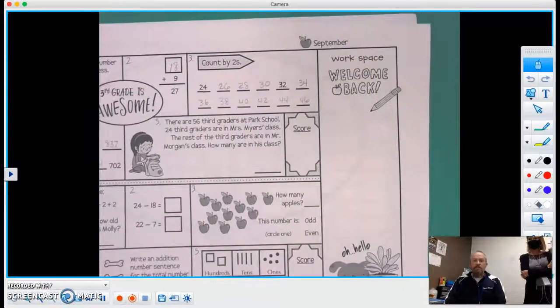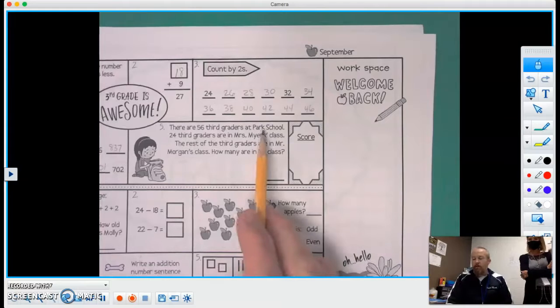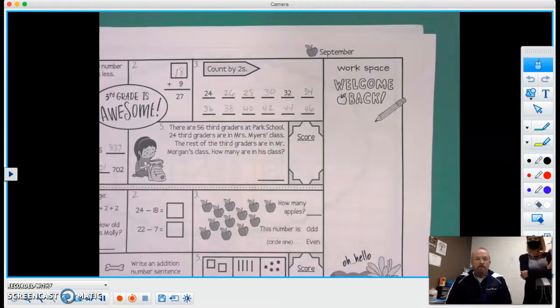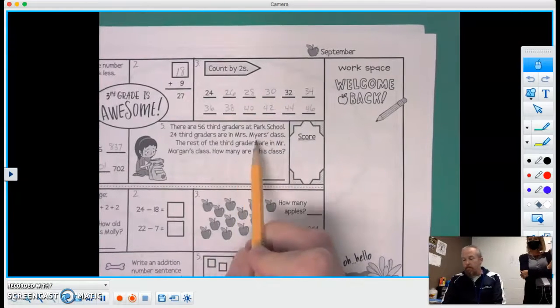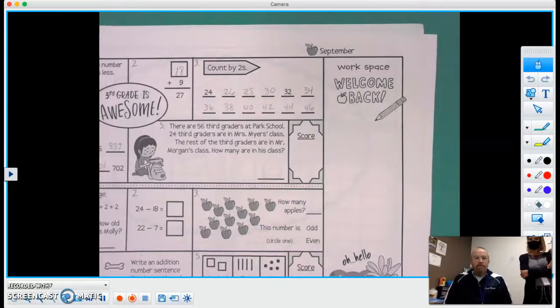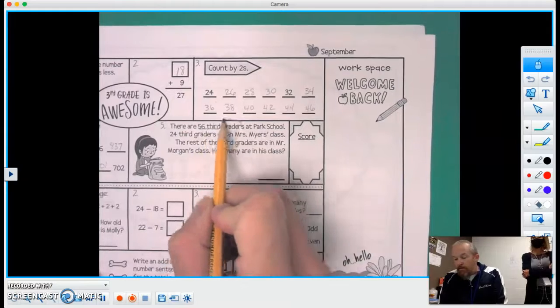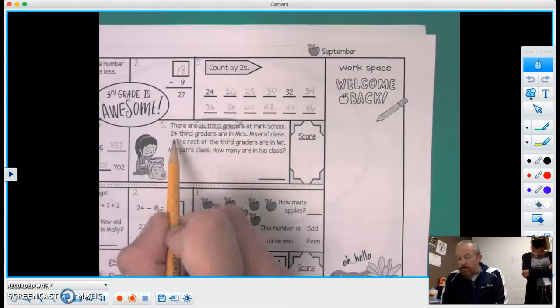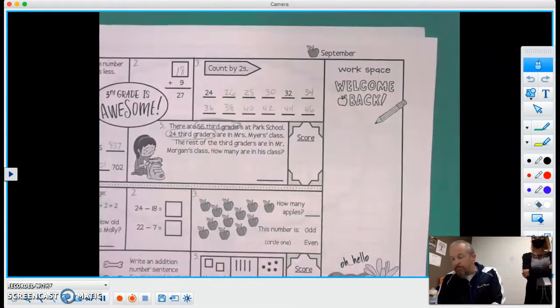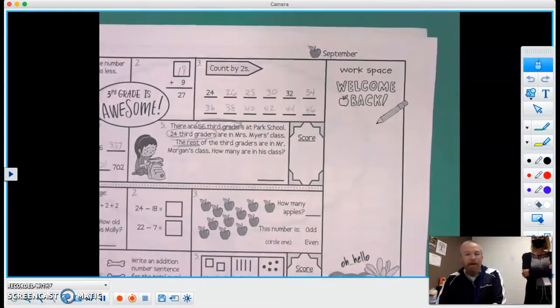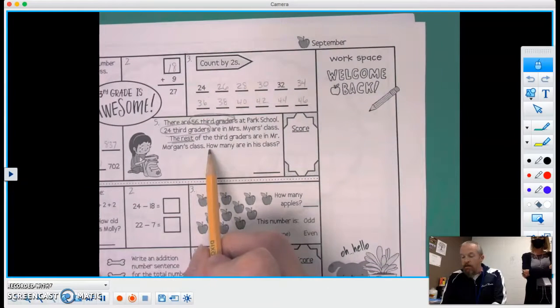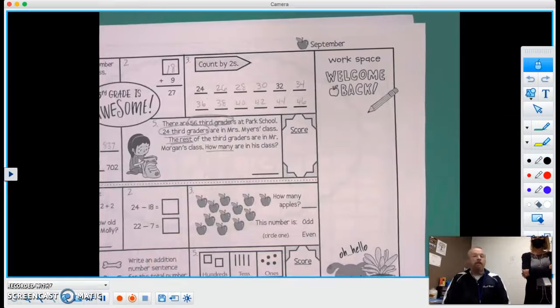All right. There are 56 third graders at Prairie Ridge Intermediate School. 24 third graders are in Mrs. Mayer's class. The rest of the third graders are in Mr. Monty's class. Hey, we can use our things like that. How many are in his class? So let's circle 56 third graders, and let's circle 24 third graders. Let's underline the rest, okay? How many are in his class?